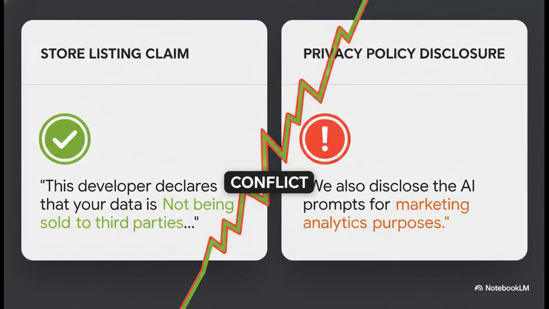Okay, this is where it gets really blatant. The Chrome Web Store listing explicitly states, and I'm quoting here, "This developer declares that your data is not being sold to third parties." But then you go and read the privacy policy and it says, "We also disclose the AI prompts for marketing analytics purposes." I mean, it's a direct contradiction.